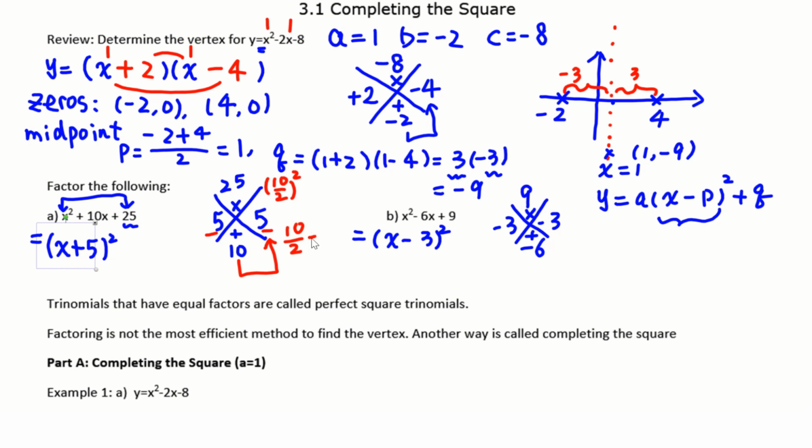So this is half of the b value, and the last term needs to be half of the b value squared. This is a pattern from these two questions. So half of negative 6, then half of negative 6 squared, is the number you need in order to get a perfect square.